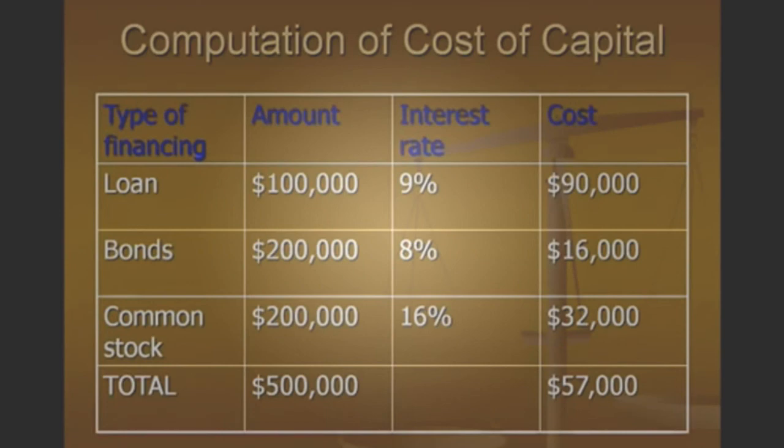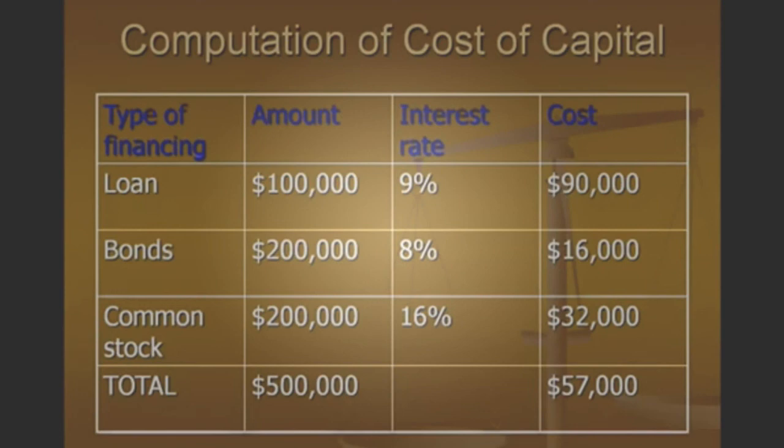Have a look at the table in front of you. The loan, if you get 100,000, the interest rate is 9%. So the cost is 9% of 100,000, which is 9,000. I'm sorry, I just realized it's shown as 90. It should be 9,000, not 90,000. The interest, let me repeat that. The cost, 9% of 100,000 is 9,000. There's a typo, and I do apologize.